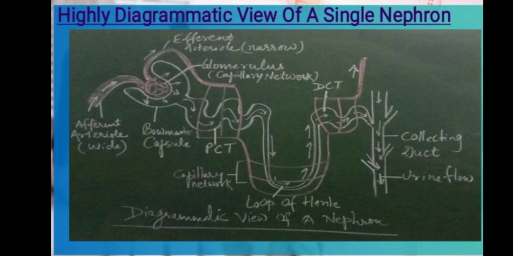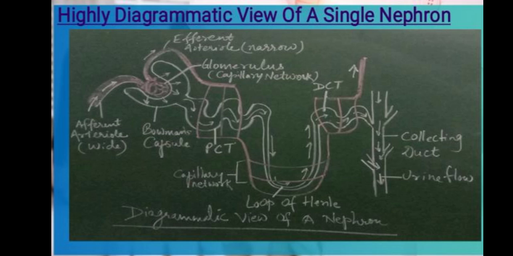Children, this is a highly diagrammatic representation of a single nephron. As you can see here, the afferent arteriole is bringing oxygenated but impure blood, which contains a high concentration of nutrients and nitrogenous wastes. This afferent arteriole forms a tuft of capillaries called the glomerulus.